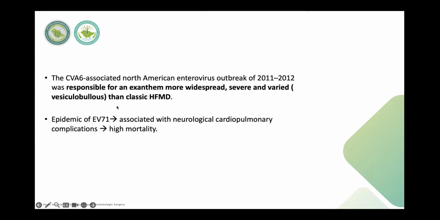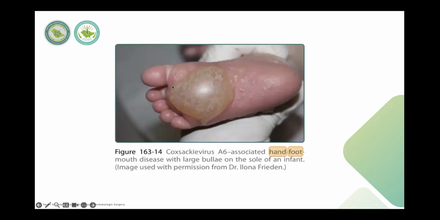Enterovirus 71 is associated with neurological and cardiopulmonary complications. One thing also about the complications associated with Coxsackie: it can actually infect eczematous skin and cause eczema coxsackium, which will appear as punched-out ulcers, widespread over the body. So this is the bullous disease that can come with Coxsackie A6.